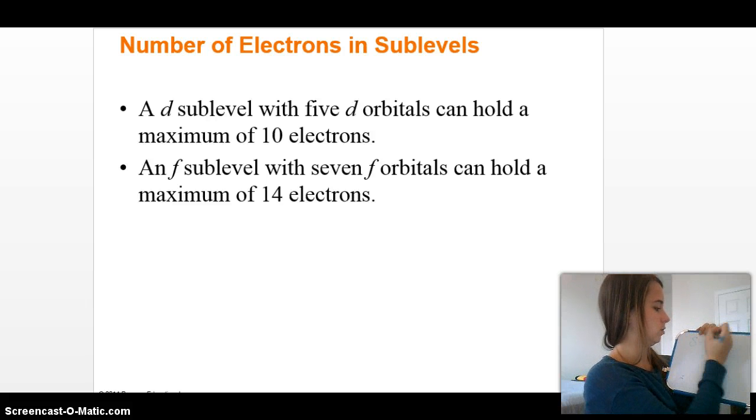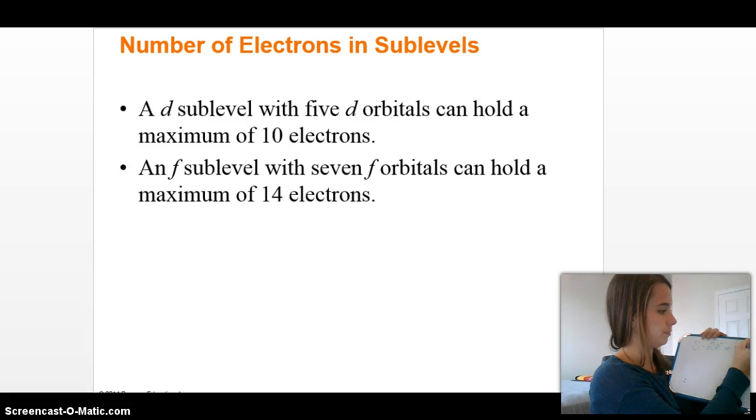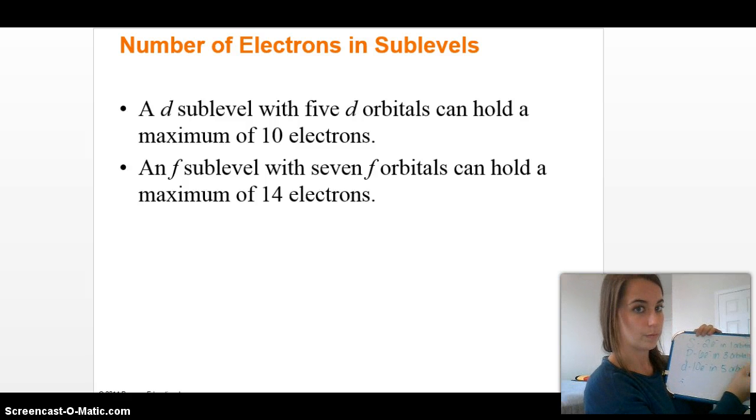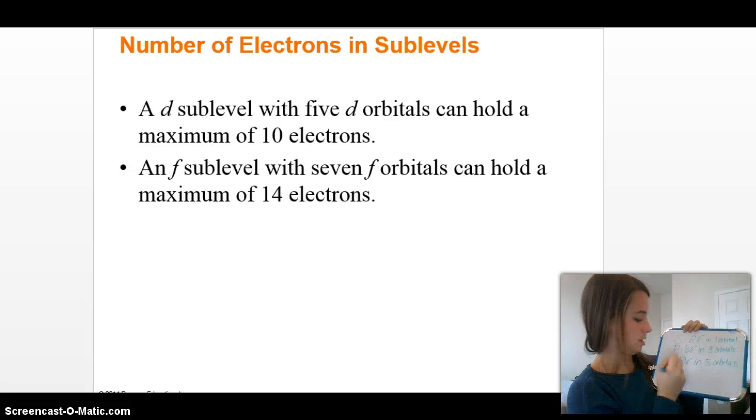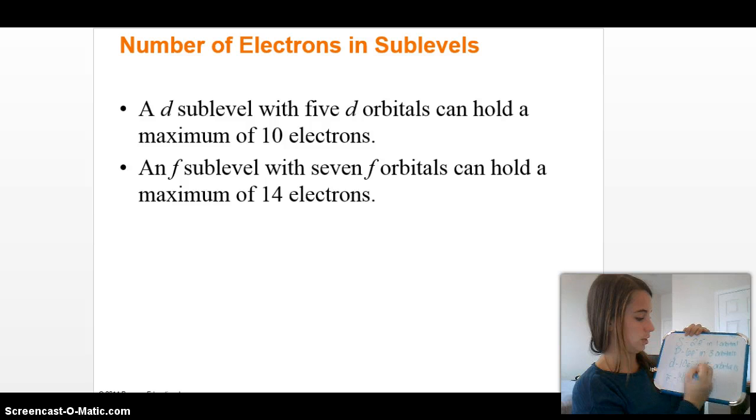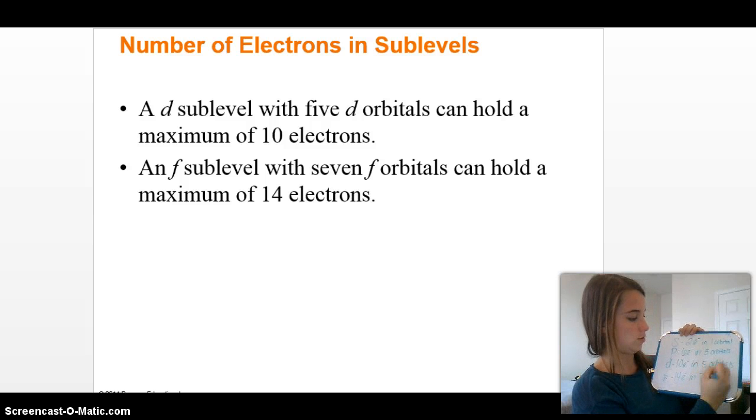S can hold 2 electrons in 1 orbital. P can hold 6 electrons in 3 orbitals. D can hold 10 electrons in 5 orbitals. And F can hold 14 electrons in 7 orbitals.